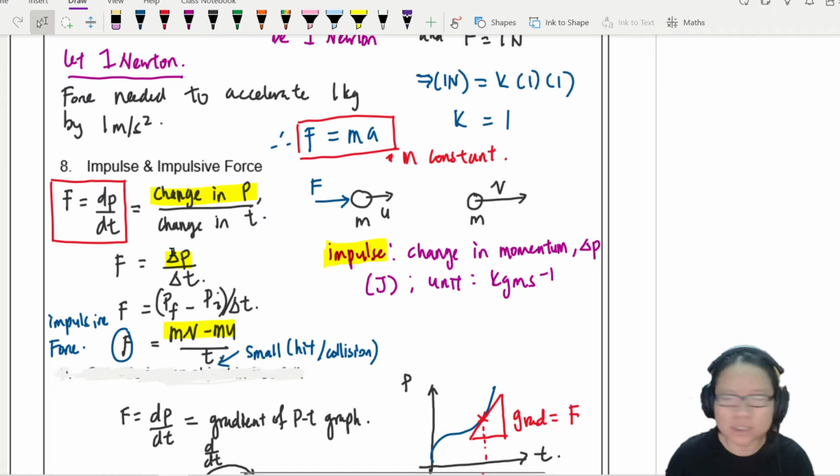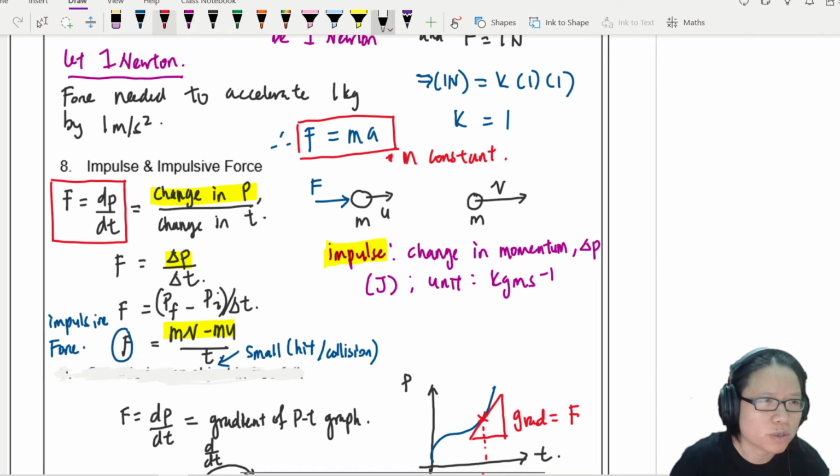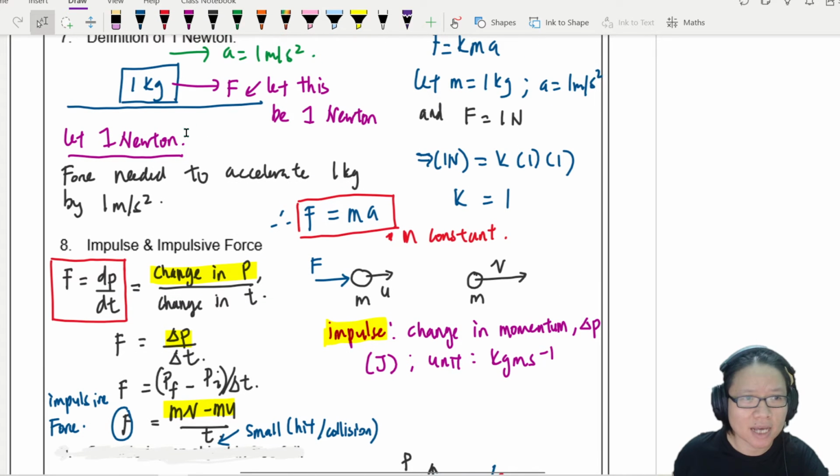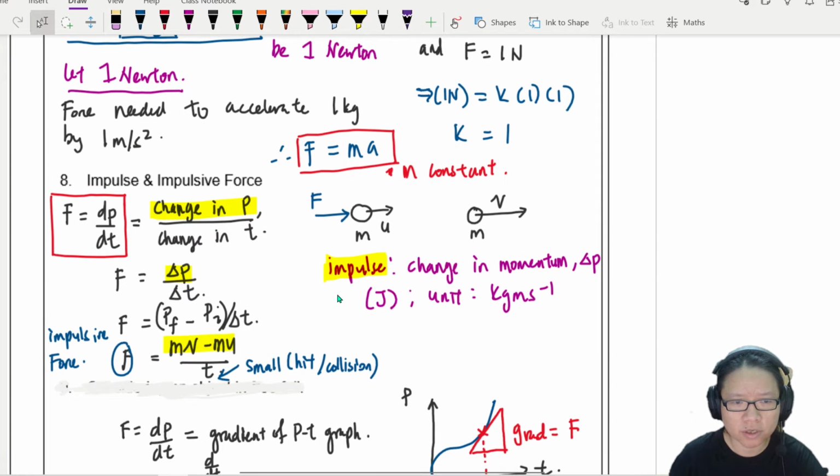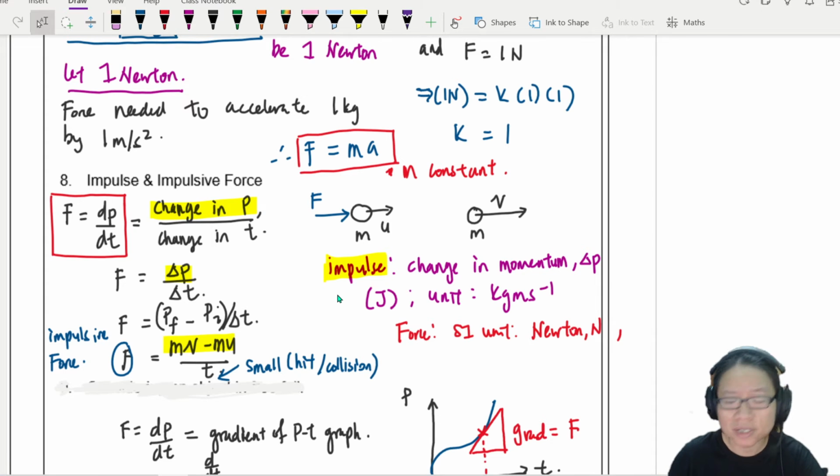I also forgot to mention something that you probably already know, but just a statement here. 1 Newton is the SI unit for force. The SI unit is Newton, or you can use kg meter per second squared. But at the same time, force is a vector.